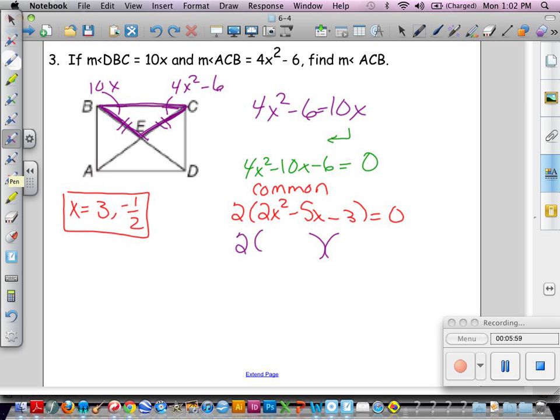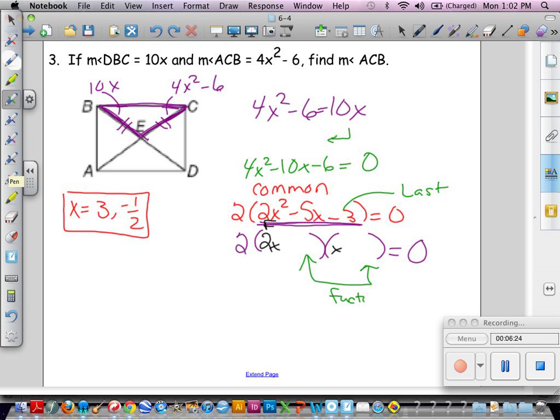All right, at this point now, I'm going to have to factor the 2x squared minus 5x minus 3. Well, this comes from my first. So I need a 2x and an x. The minus 3 comes from your last. So I'm looking at my last. I need to put factors that multiply to get 3, actually negative 3. And my minus 5x is my inner plus my outer.